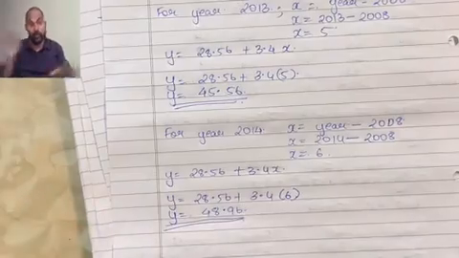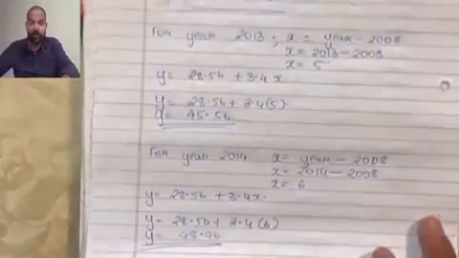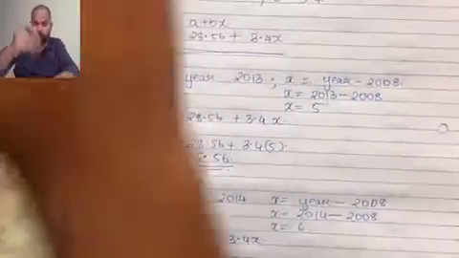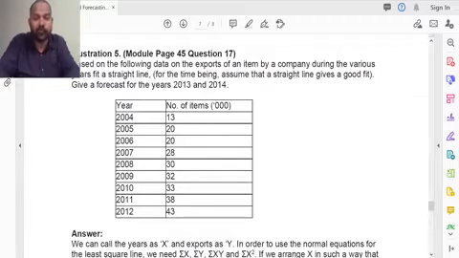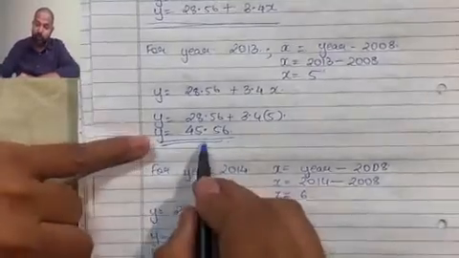But always remember, look at the question and then answer. Meaning, in the question, check what your y is. Is it y in these values or is it in thousands of values? Because that way, you have to write them in that form. So when you look at your question, you notice here it is written as number of items in thousands. So when you write your answer down for whatever you have gotten, it is not going to be 45.56.